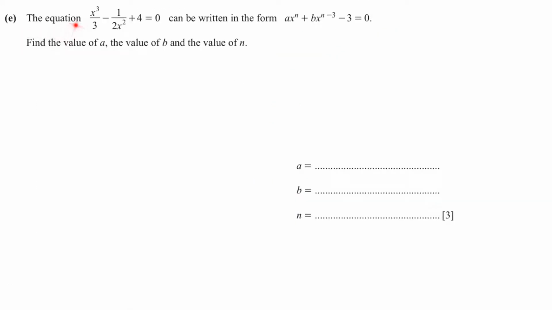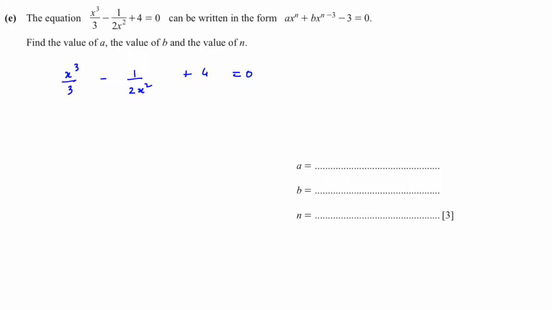In part E, the equation x cubed over 3 minus 1 over 2x squared plus 4 is equal to 0 can be written in the form ax to the power of n plus bx to the power of n minus 3 is equal to 0. Find the value of a, the value of b, and the value of n. When you look at this equation, you can see that there is a denominator. So that's the first thing we will do: remove the denominator.